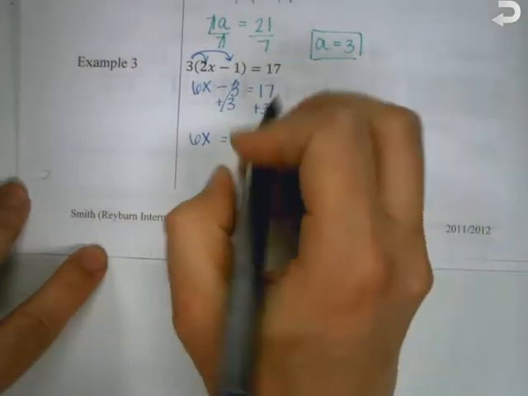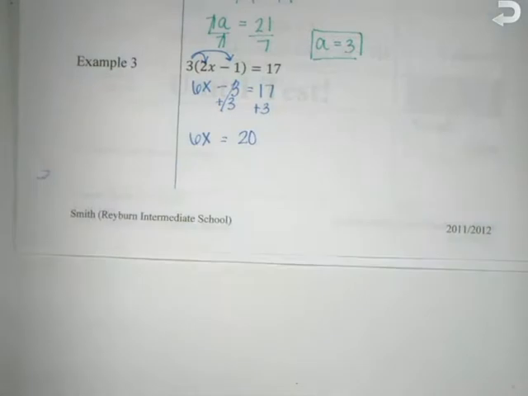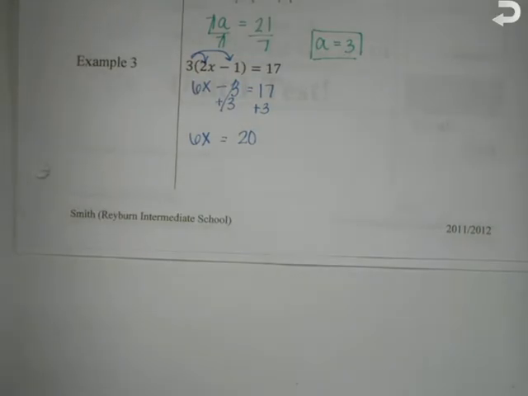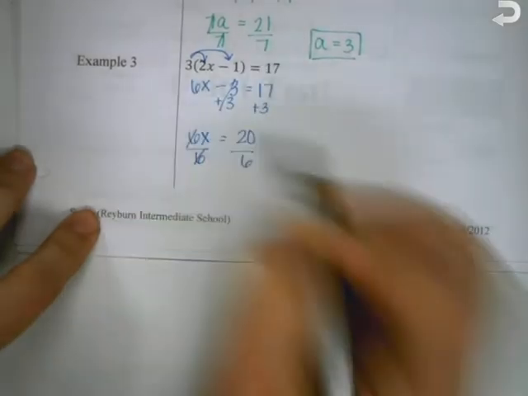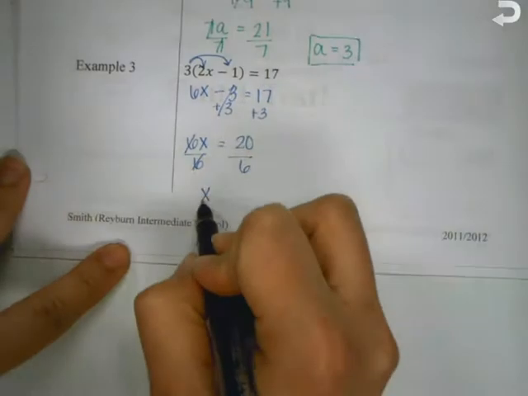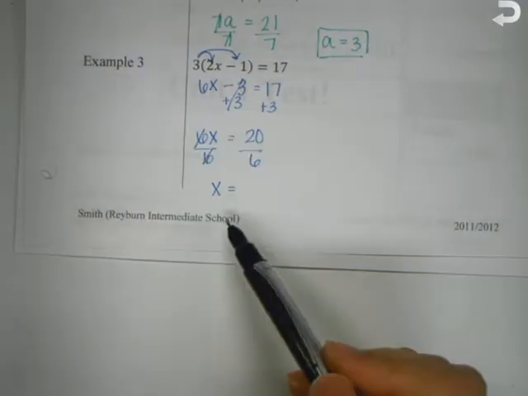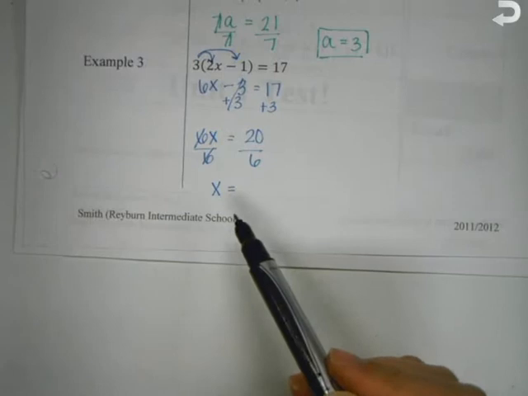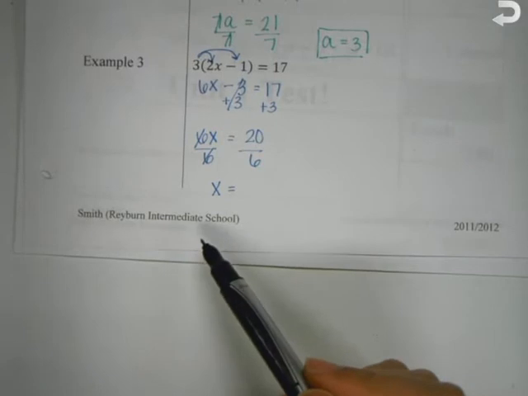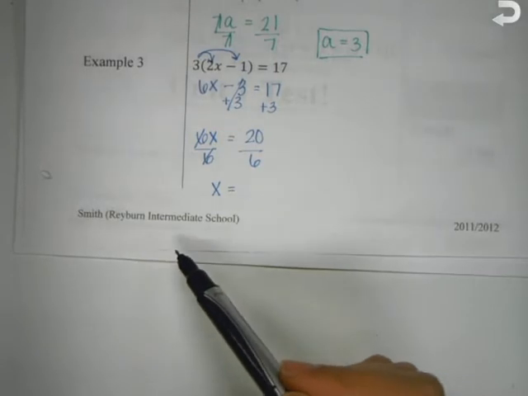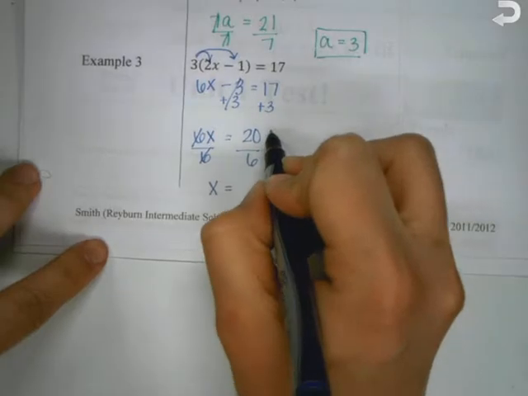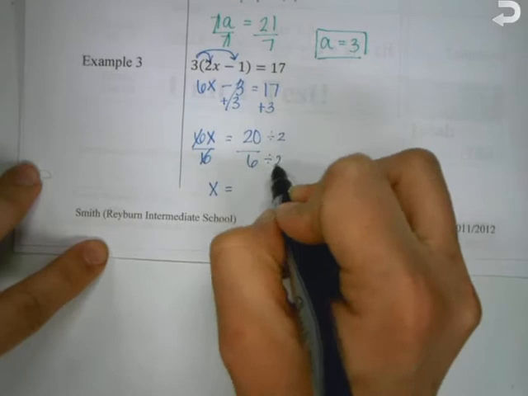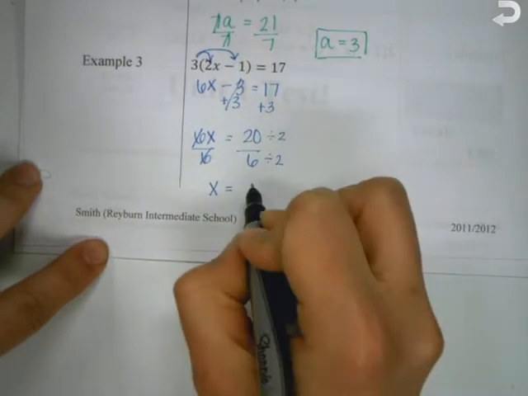Then what? Divide by 6. Okay, so x equals what? 20 over 6. That doesn't reduce to just one whole number, but does it reduce? Yeah, what does it reduce by? Reduces by 2. So what's 20 divided by 2? 10. And 6 divided by 2? 3. Does that reduce any more?